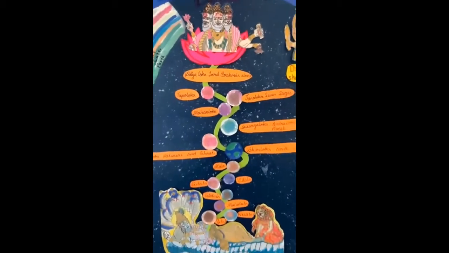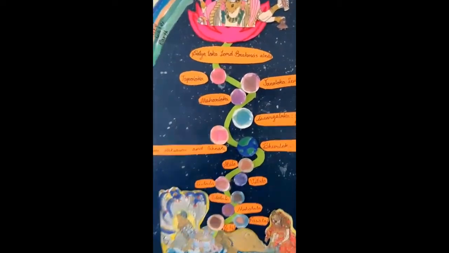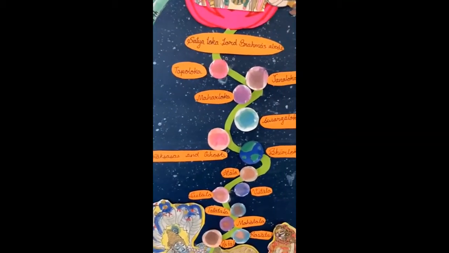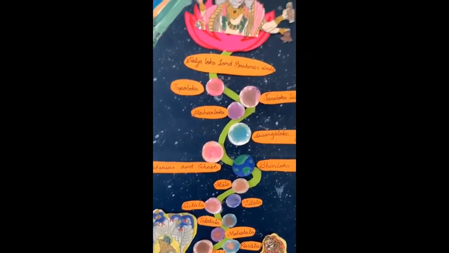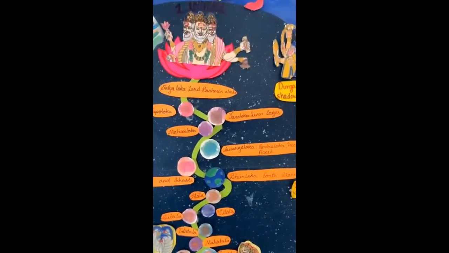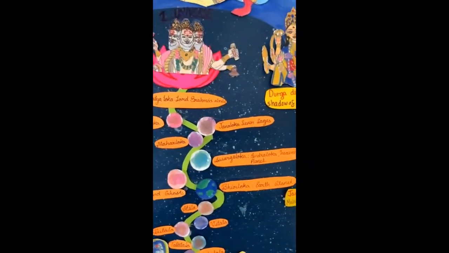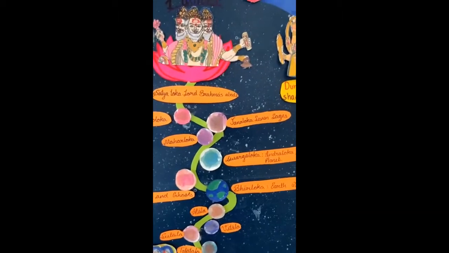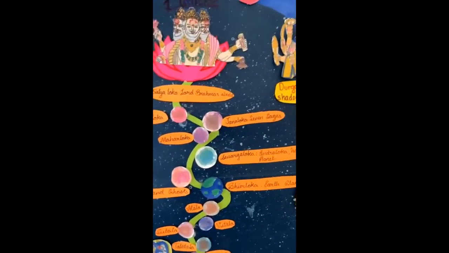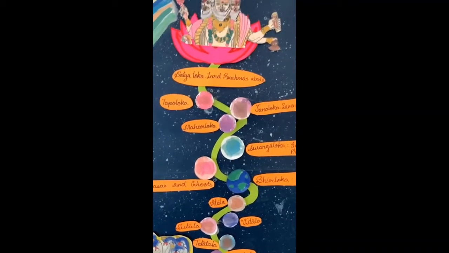So this is the 14 planetary system. Satyaloka is where Lord Brahma resides. In Satyaloka, there are no gross bodies. Instead, the residents have minds and intelligence. They do not suffer from any fear or old age or death, and they have compassion for those in the lower planets.